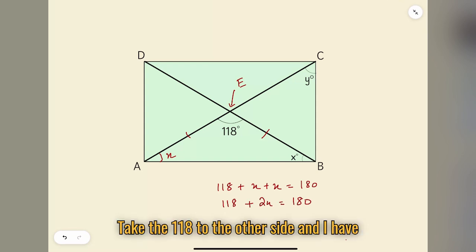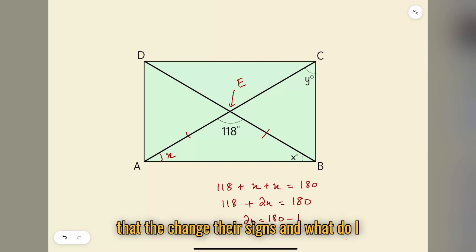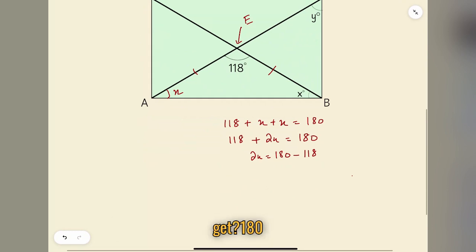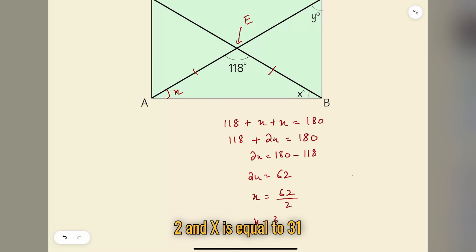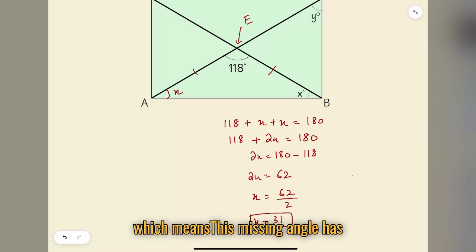Take the 118 to the other side, and I've discussed earlier with linear equations that they change their signs, and what do I get? 180 subtract 118 would give me 62. That means 62 has to be divided by 2, and x is equal to 31, which means this missing angle has been found now.